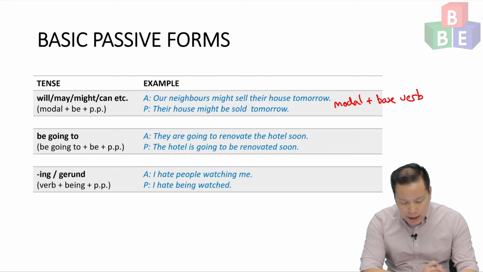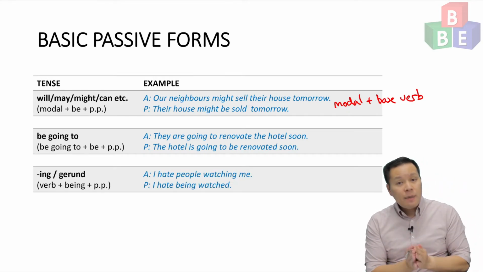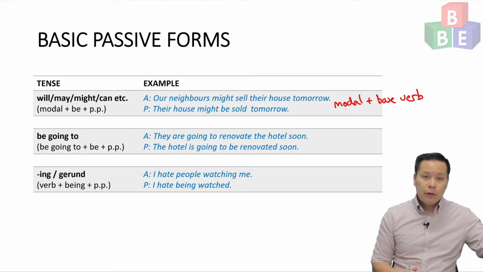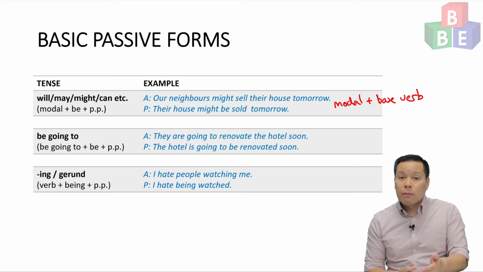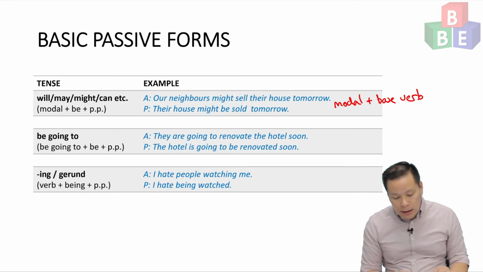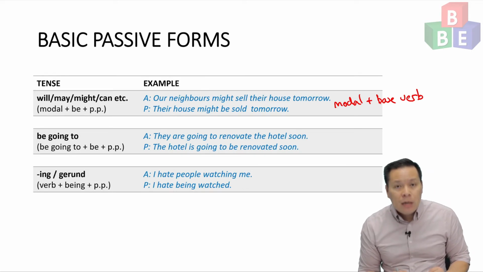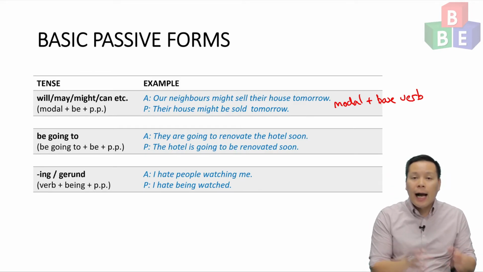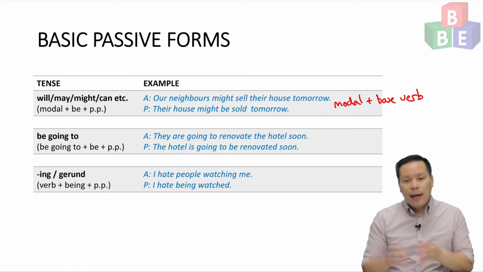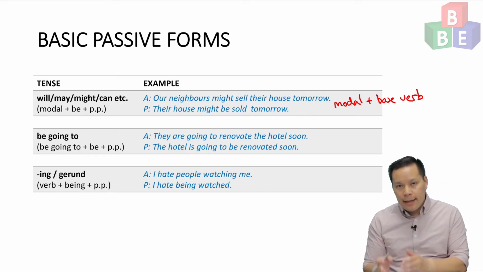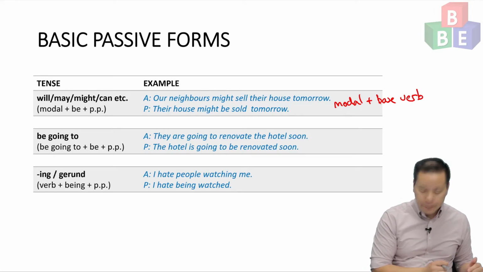Next, we have verb patterns. Some verbs in English are followed by another verb that's in the ing form, and some verbs are followed by an infinitive. Okay, so for example, in our example sentence here, I hate people watching me. We know that hate is followed by an ing verb, like I hate swimming, or I hate going to the gym, or I hate waking up early.